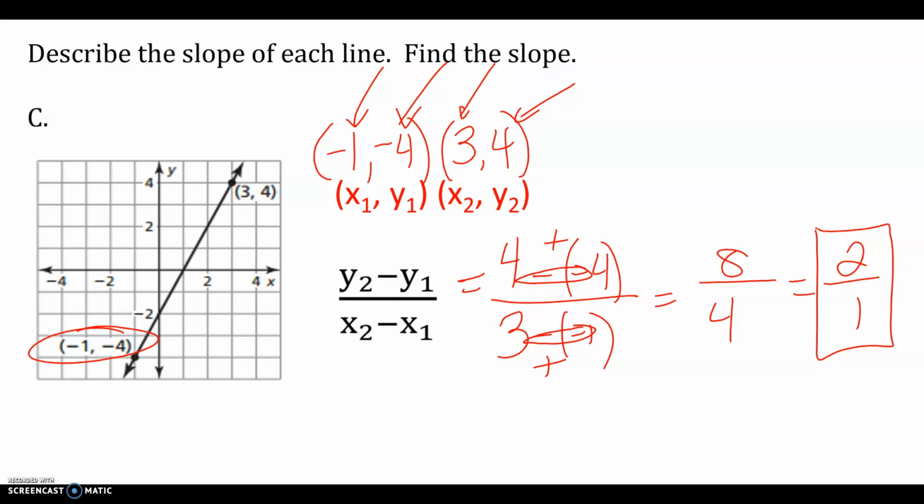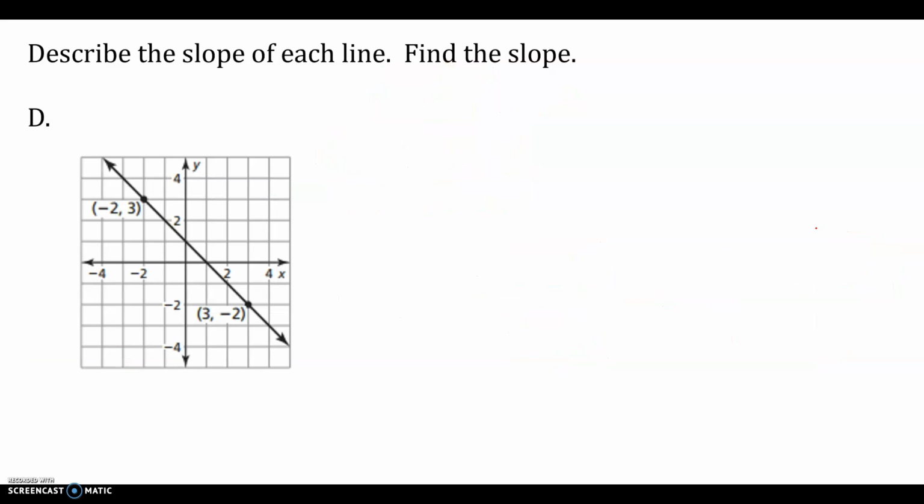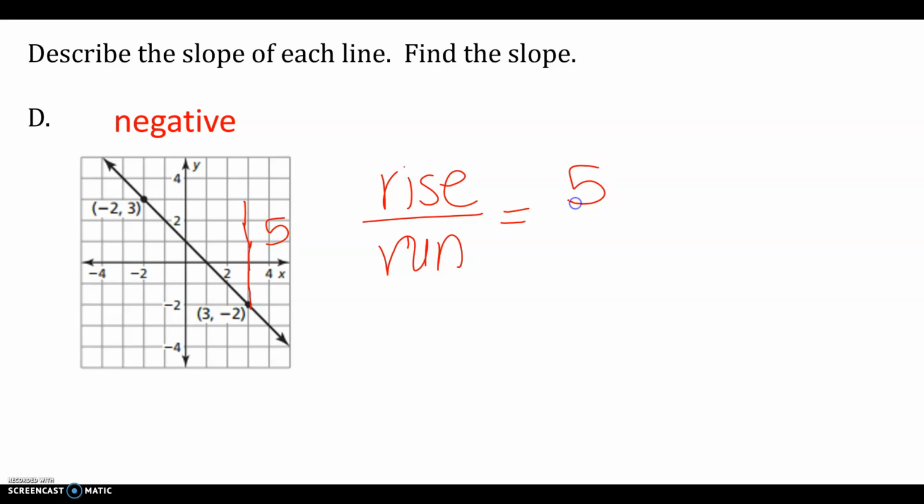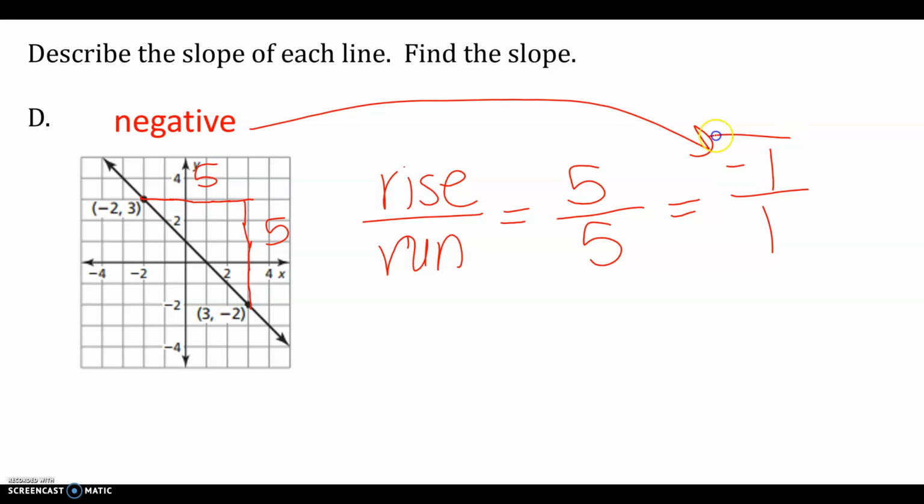I have just one more, same idea. We're going to do it both ways. Describe the slope. Obviously it is going down, so it's negative. Let's do our rise over our run. Start down here, or you could even start up here and go down. 1, 2, 3, 4, 5. And then 1, 2, 3, 4, 5. If we reduce, we get 1 over 1, but it's negative, so it's -1 over 1. We already knew the answer.